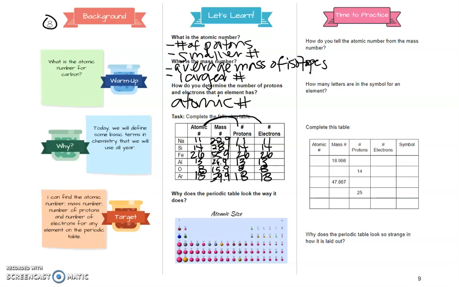So next I'm going to do some practice problems with what we've done so far. Make sure you can get atomic number and mass numbers, especially from the periodic table. And we'll be making sure you're good to go before we move on.